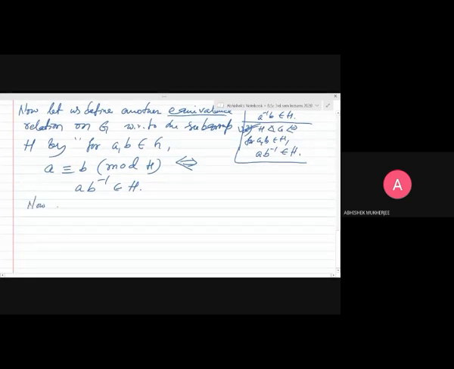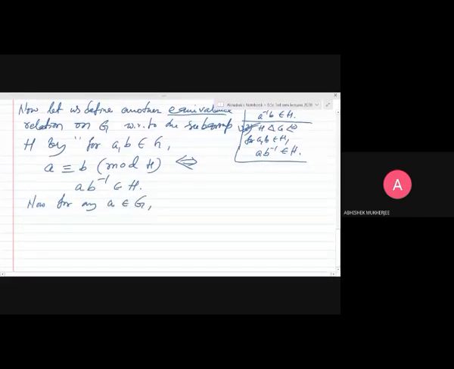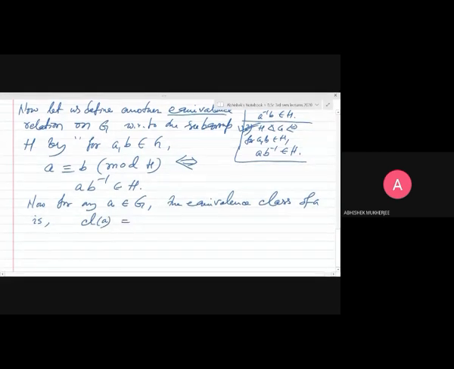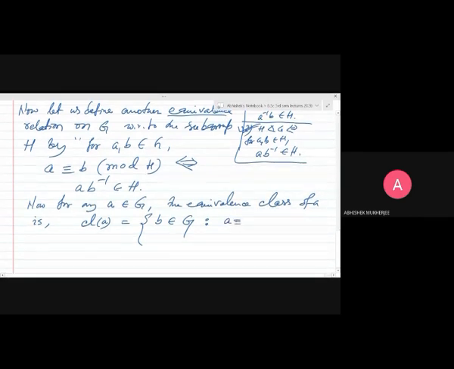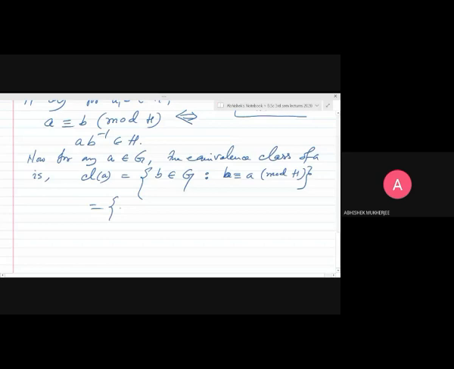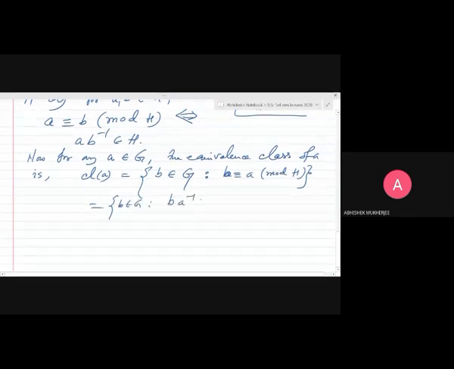So now for any A belongs to G, the equivalence class of A, let us generally denote it by class A. So it will contain all those B belongs to G such that A is congruent to B or B is congruent to A mod H, right? Since the relation is an equivalence relation, it is in particular symmetric. So you can use that fact. So this class A will contain all those B belongs to G which are congruent to A mod H, right? So that means all those B belongs to G such that BA inverse belongs to H.